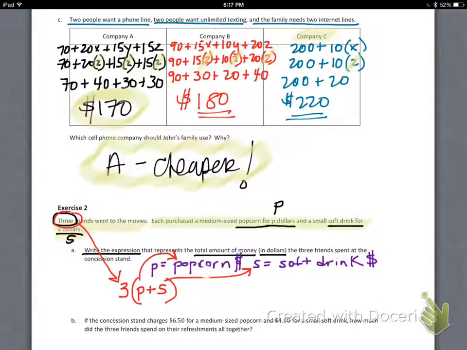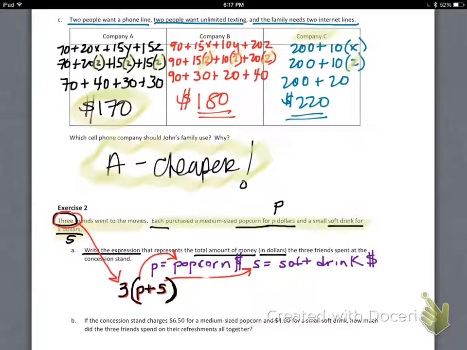Okay, so here's what I came up with. And again, I need my number. In this case, it's 3 friends we're trying to solve for. So I need my 3, and I've written my 3 right here. And of course, that ties back to that. Now, in parentheses, since they're all getting the same thing, they each purchased the medium-sized popcorn and soft drink, I can go ahead and put P plus S right in parentheses. And this is the preferred way to write this expression.